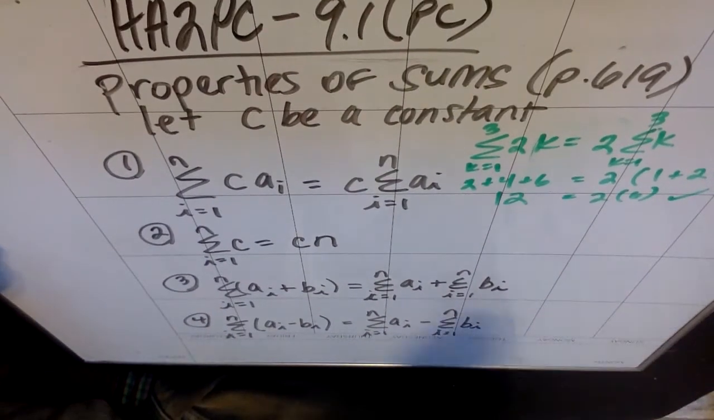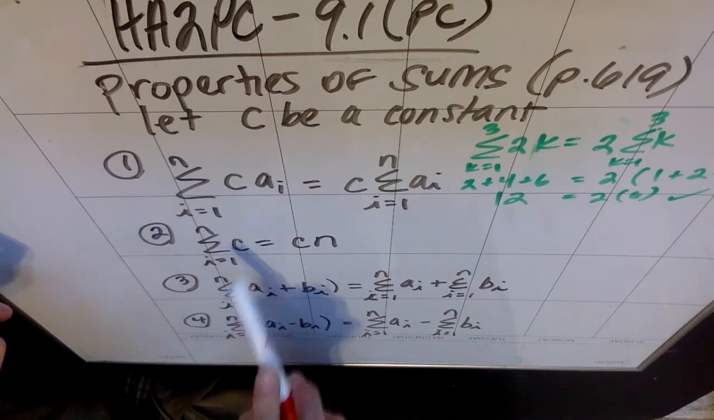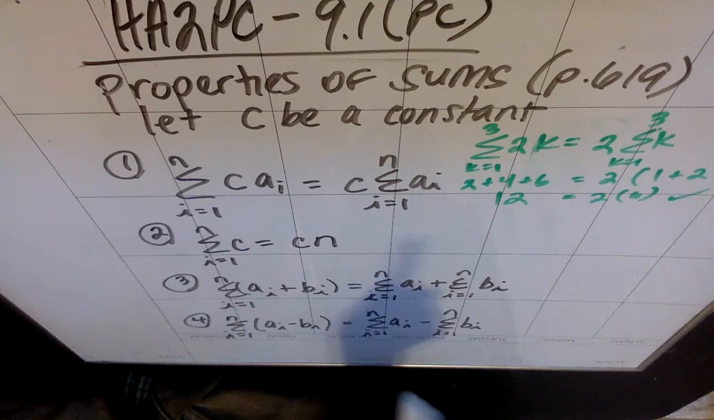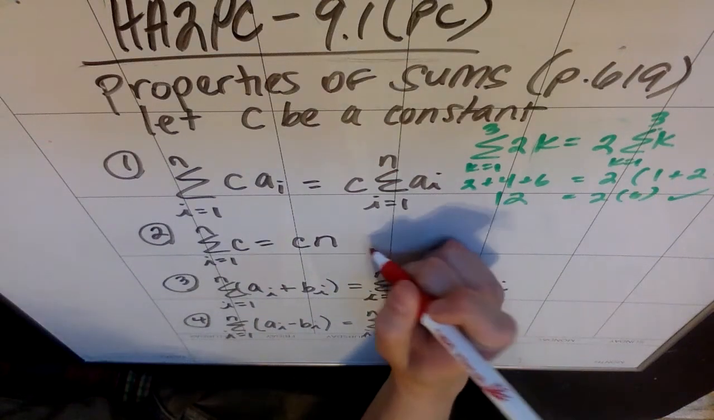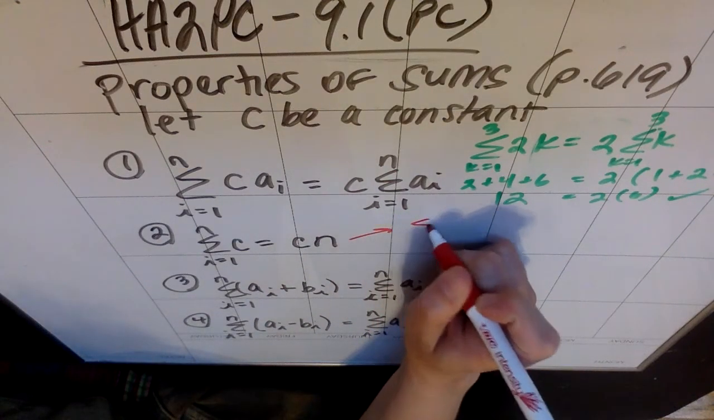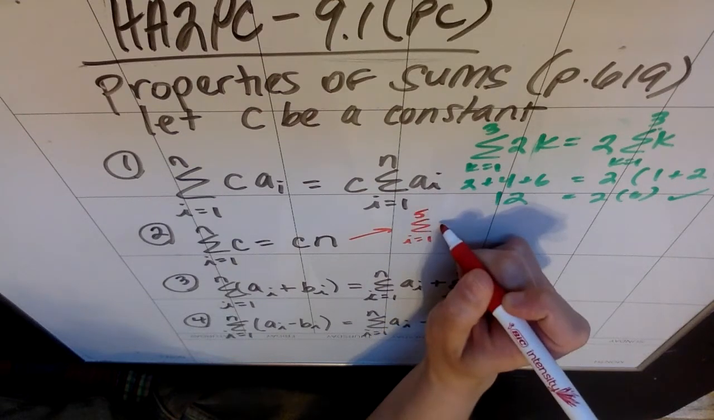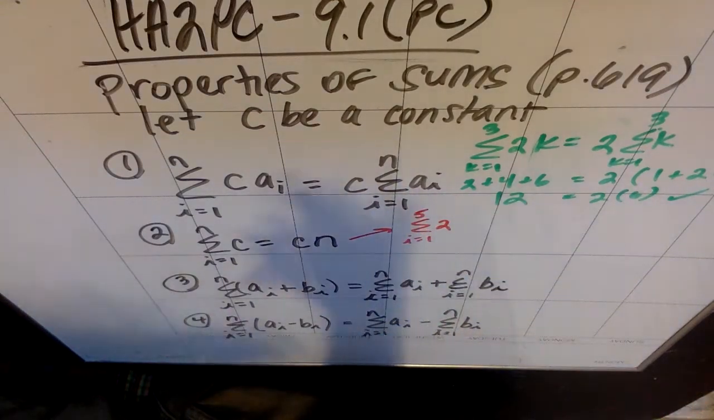So that's one. Now the next one is that if you add from 1 to n of just c, where there's no i to plug in, it's just a constant C, it's just going to be C times n, and I'm going to show you why. So let's look at an example of this real quick. Let's say I start at i is 1 and I go to 5, and I just want to add the number 2, just the number 2, nothing else.